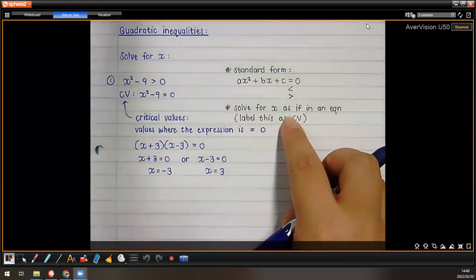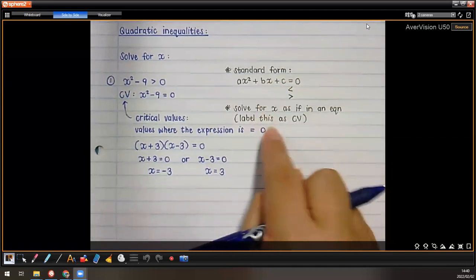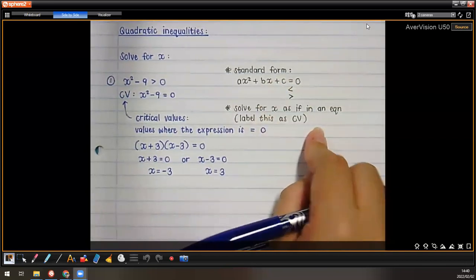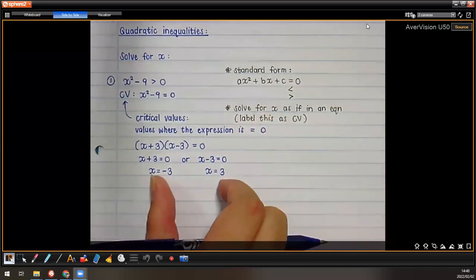So that is step 2, right? Step 1, get it to standard form. Step 2, solve for x as it is an equation. So these are now our two critical values.